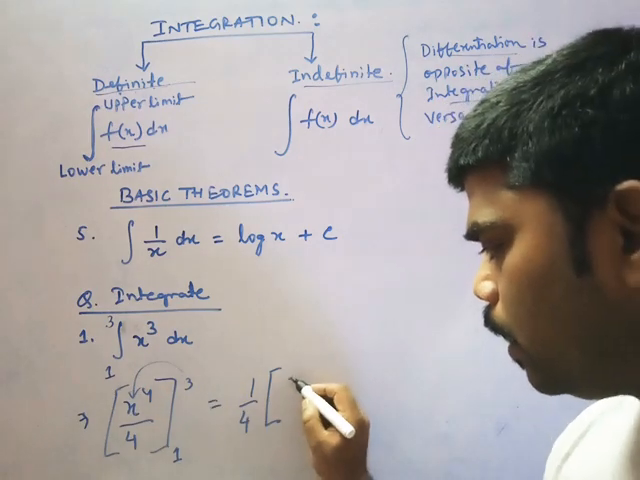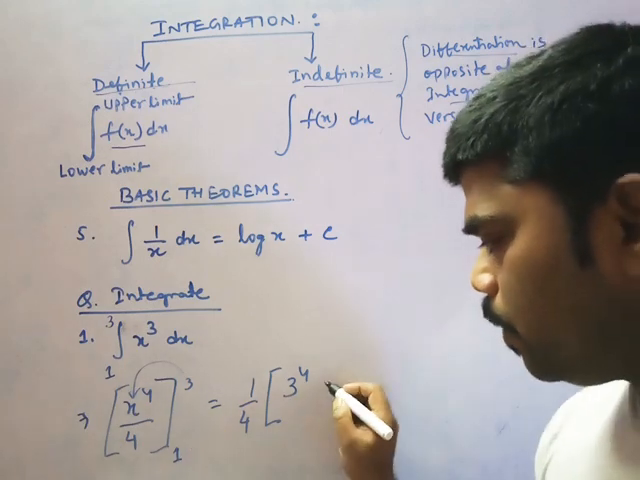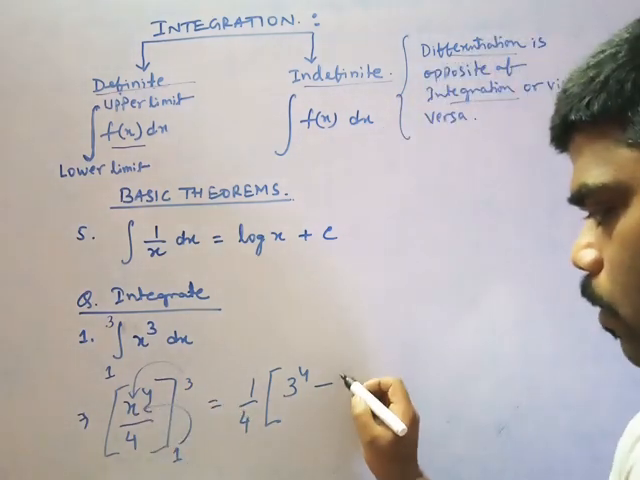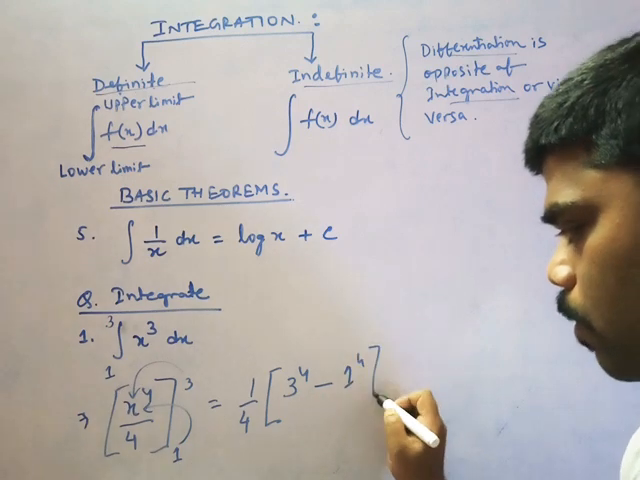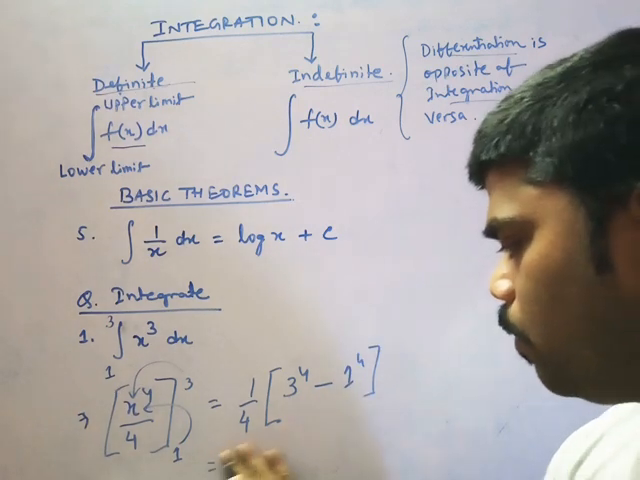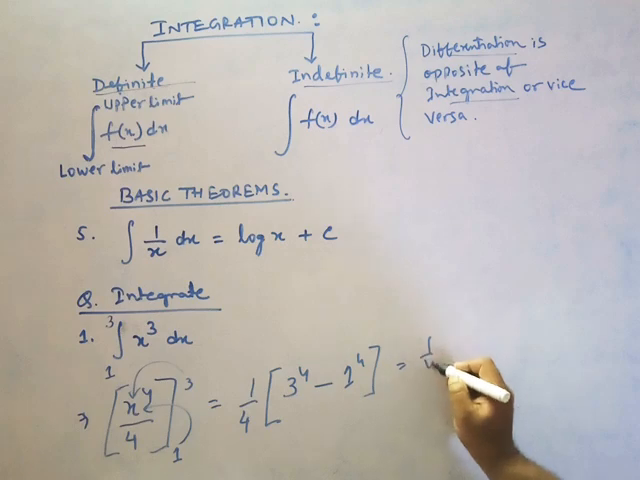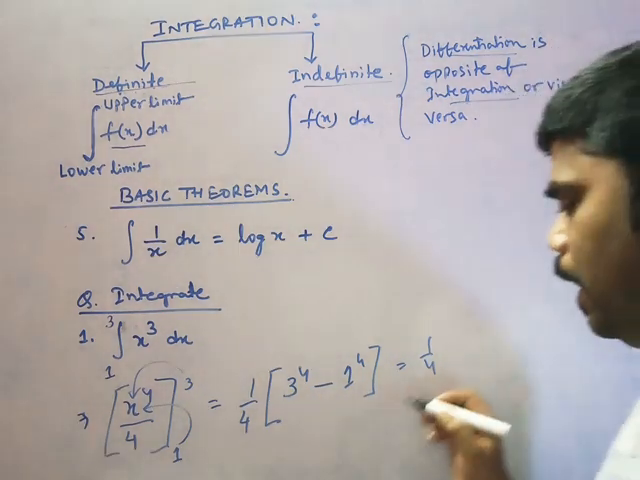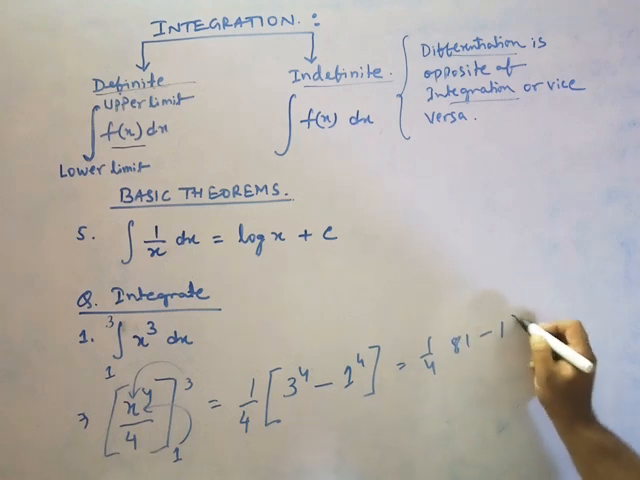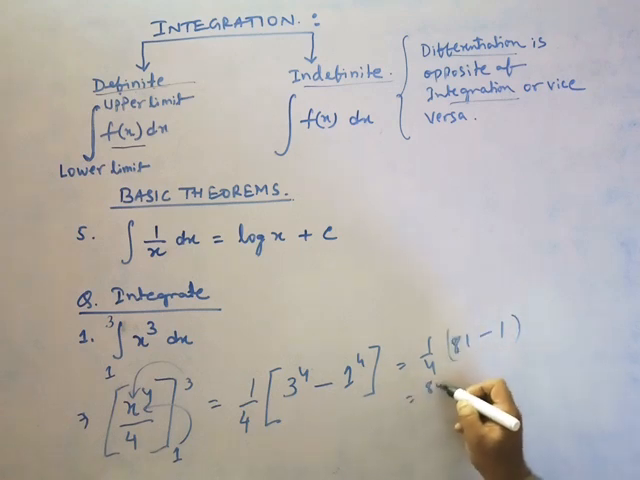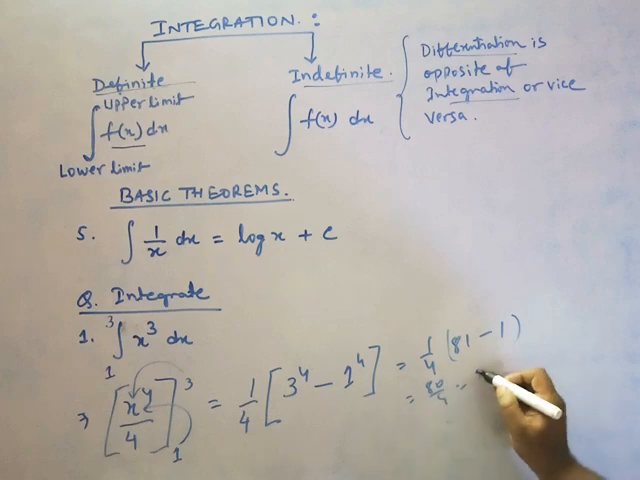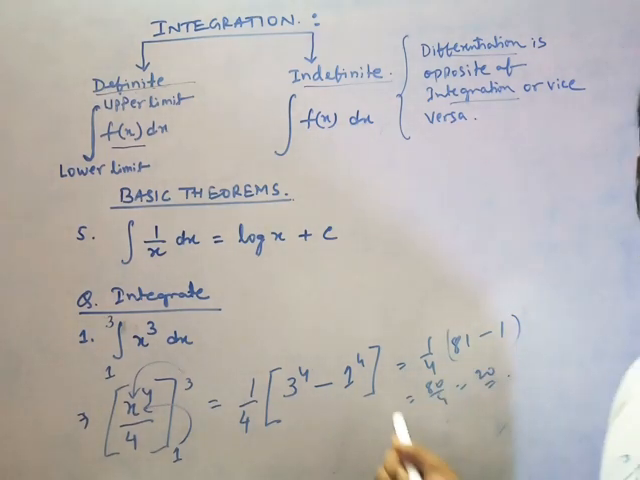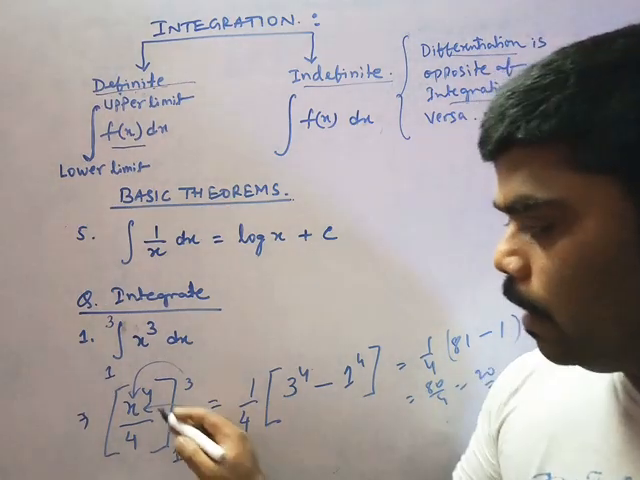First you put 3 to the power 4, then put a minus and put the lower limit in it again. So what will it be? 1 to the power 4. So it is 1 by 4, and 3 to the power 4: 3 twos are 9, 9 threes are 27, 27 threes are 81. So it is 81 minus 1, which is 80. So 80 by 4, I think it is 20, the answer will come. See, the definite answer has come, and the earlier one was indefinite. Only this much.